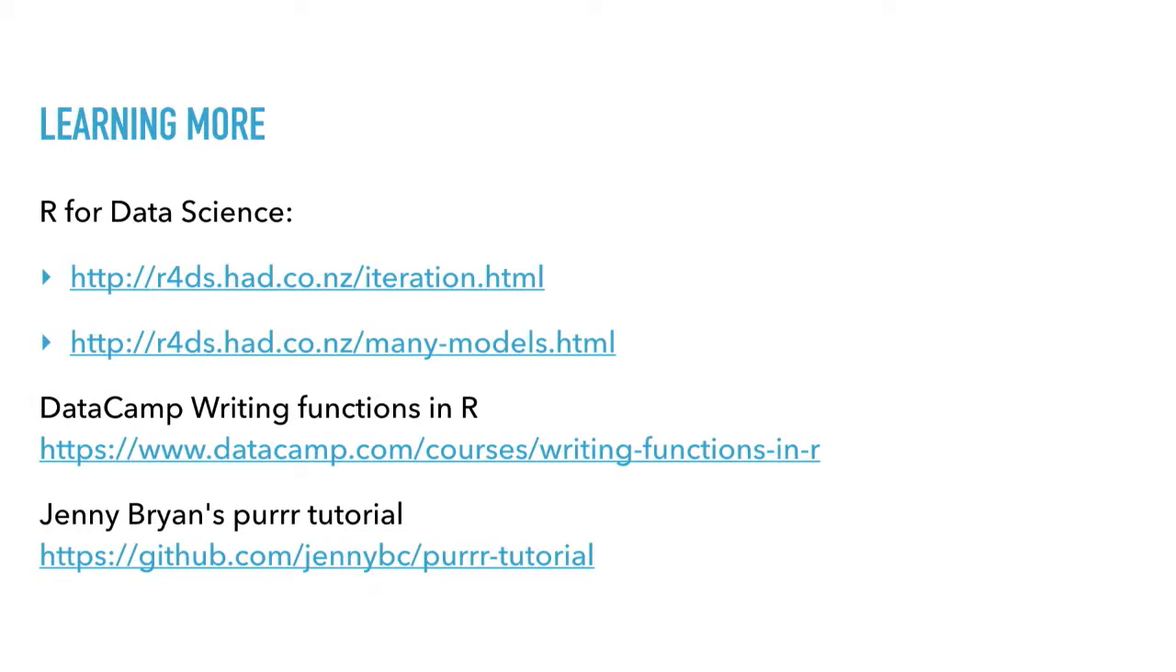If you want to learn more, here are some resources. In R for Data Science by Hadley Wickham and Garrett Grolemund, there's an iteration chapter that talks specifically about purrr, and a many models chapter that talks about the interplay between purrr and dplyr, using list columns and that kind of thing, particularly with models. The DataCamp writing functions in R course, which I have with my brother Hadley, also talks about purrr in about three of the chapters. And then Jenny Bryan has a fantastic purrr tutorial as well, which is where all those data sets were generated, and that's also really good.